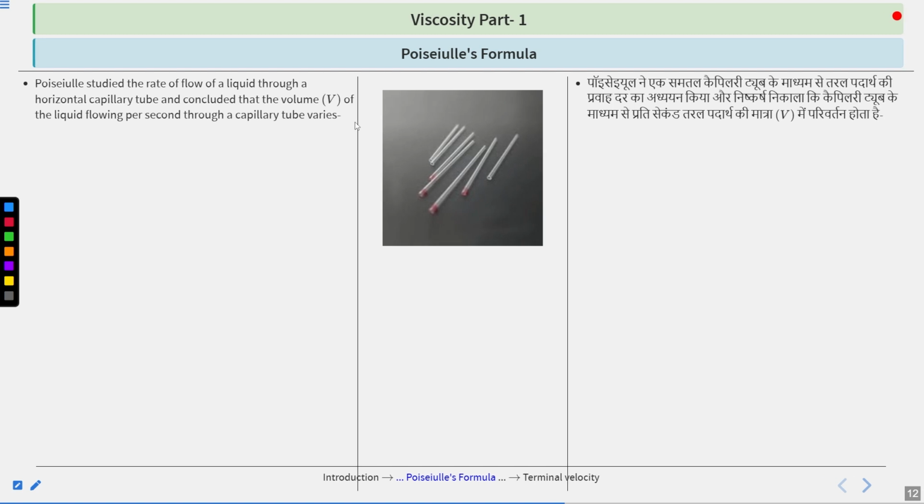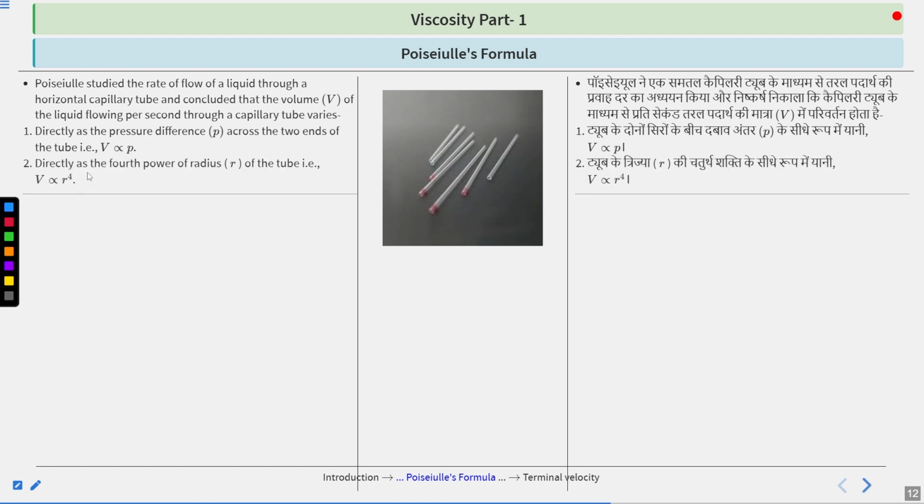Poiseuille actually studied the rate of flow of a liquid through a horizontal capillary tube. Here you can see the capillary tube, and he concluded that the volume V of the liquid flowing per second through a capillary tube varies directly as the pressure difference P across the two ends of the tube. Therefore, V is directly proportional to P. The more the pressure difference, the more the velocity. It varies directly as the fourth power of the radius r of the tube, therefore V is directly proportional to r to the power 4.